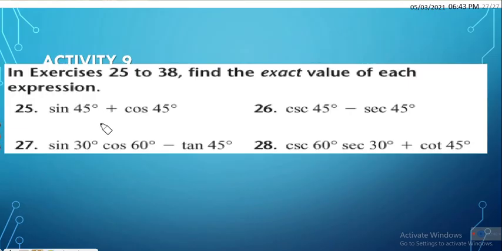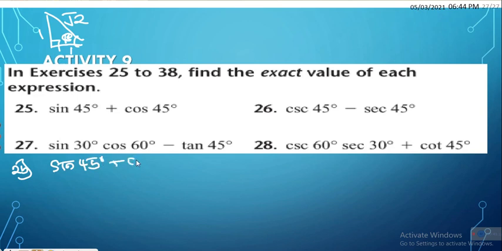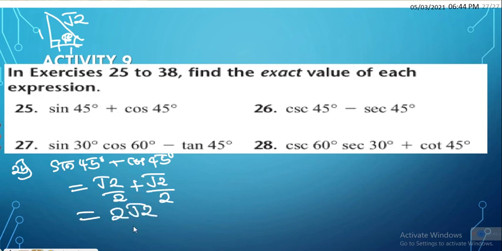Alright, so we have other examples here. In exercise 25 to 38, find the exact value of each expression. So we can sketch the triangle for us to remember for 45, because remember this is 1, this is 1, this is root 2. And of course for number 25, we have sine 45 plus cos 45 equals root 2 over 2 plus root 2 over 2, which is 2 root 2 over 2, which is root 2.